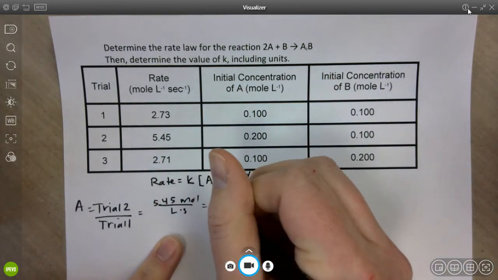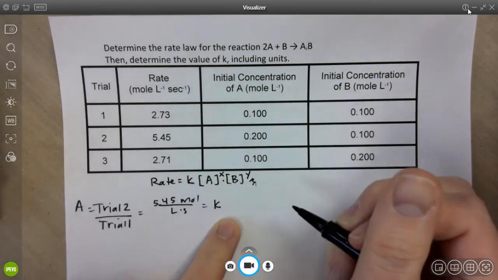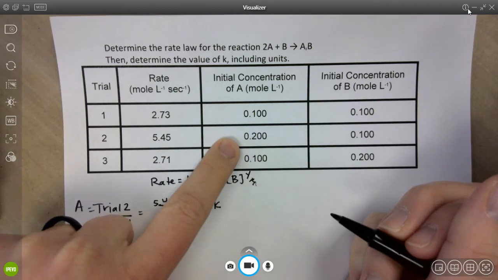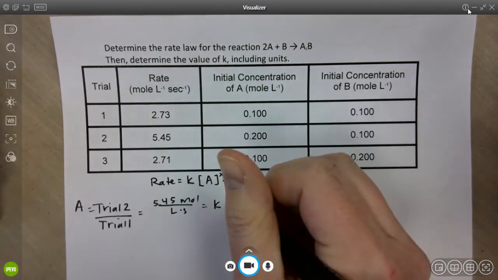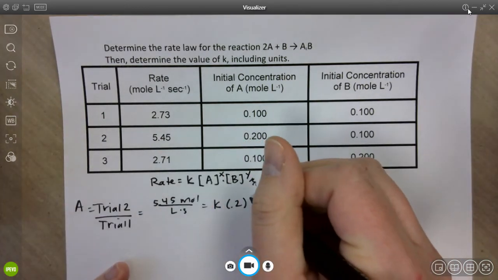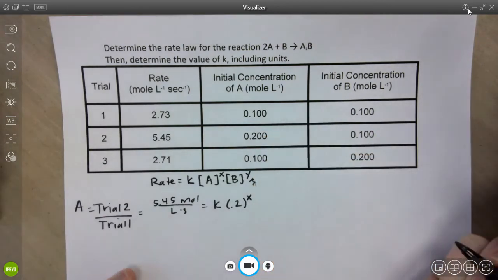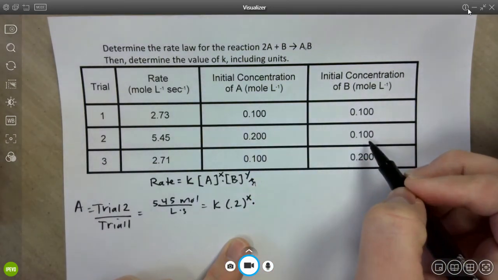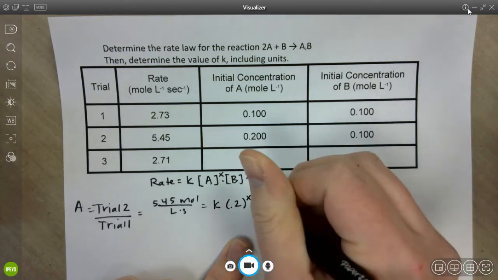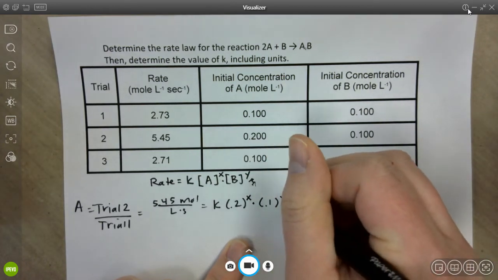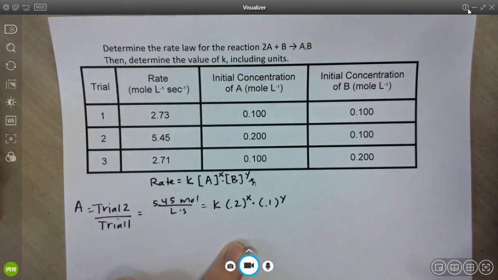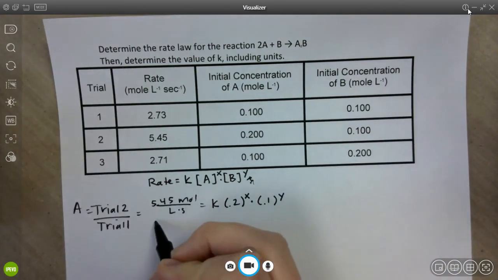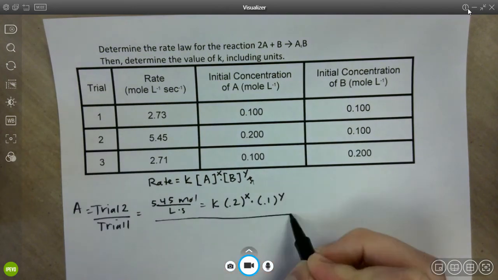And that is equal to K times, now this is the concentration of A. I know that A in trial 2 is 0.2 molar, but I don't know what this exponent, my order, is. I'm going to multiply that by the concentration of B in this trial, which is 0.1, to the Y power. Okay, so this is just the generic setup. That's all the stuff for trial 2.